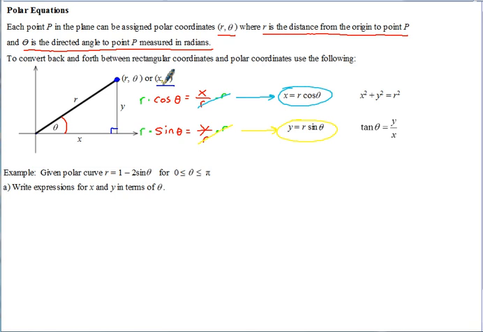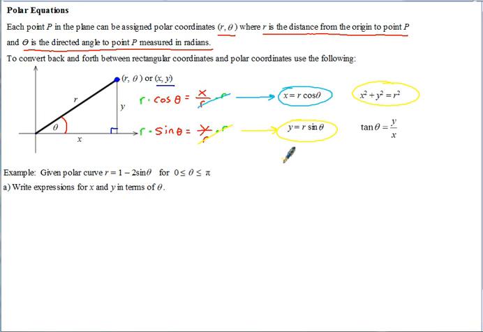Other equations you can see using this triangle: you could use the Pythagorean theorem and get the sum of the legs squared, x squared plus y squared equals the hypotenuse squared. That's where this one comes from. You could also use tangent and say the tangent of theta equals the opposite over the adjacent, y over x. Again, the two we'll use most frequently are these first two.